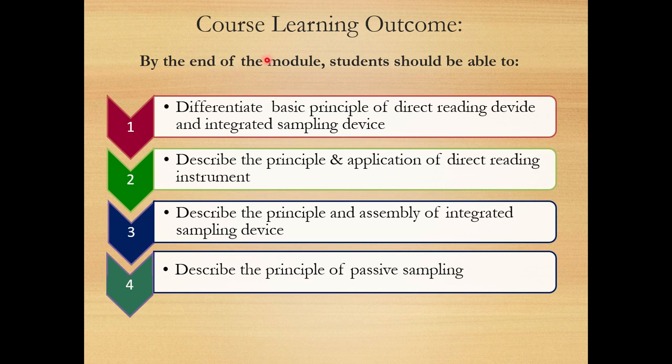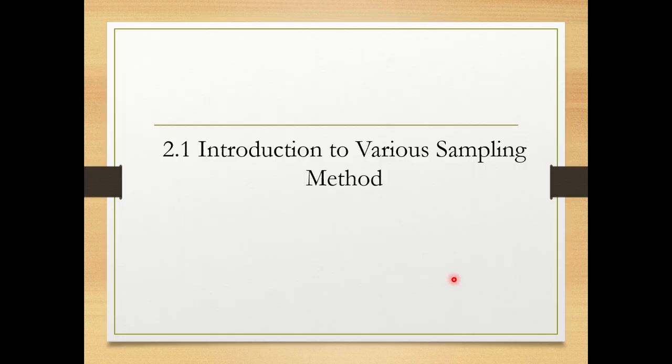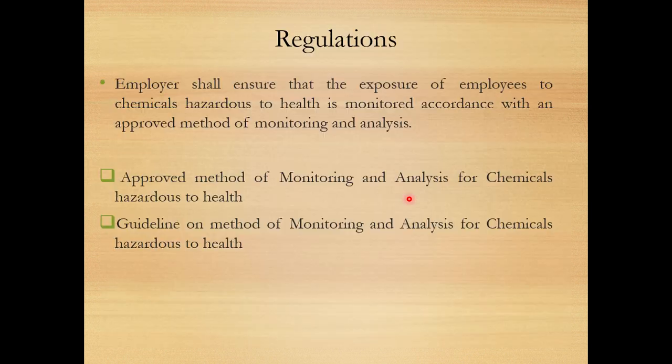This is the course learning outcome. At the end of this module, I hope that all of the students should be able to differentiate the basic principle of direct reading device and integrated sampling device, describe the principle and application of direct reading, describe the principle and assembly of integrated sampling device, and describe the principle of passive sampling. Okay, 2.1 is the introduction to various sampling method.